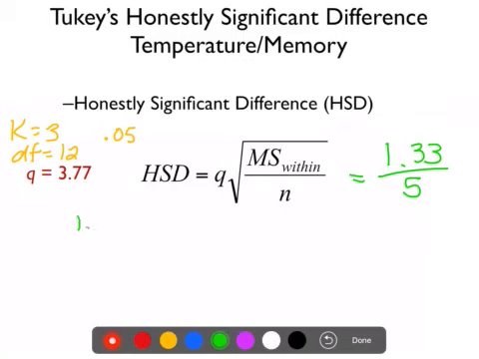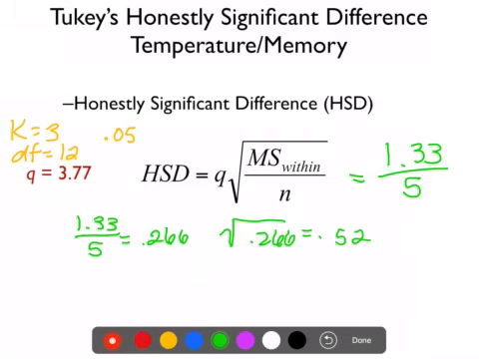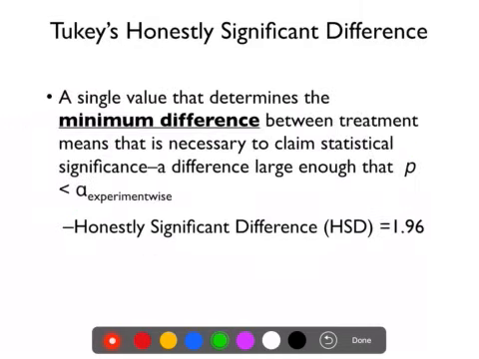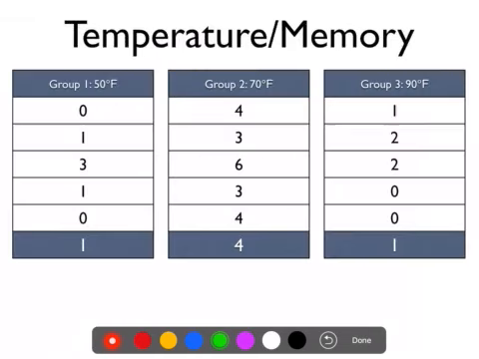So we take 1.33 divided by 5, and we get 0.266. We'll take the square root of that, and we get 0.52. We'll multiply that by 3.77, and you might get a slight rounding error here if you're following along, but you get 1.94. Okay, so our HSD is 1.94. So anything greater than 1.94 means that it's a significant difference. Sorry, there's a typo there, it's 1.94. So anything greater than that minimum difference, we'll be able to say it's a significant difference.